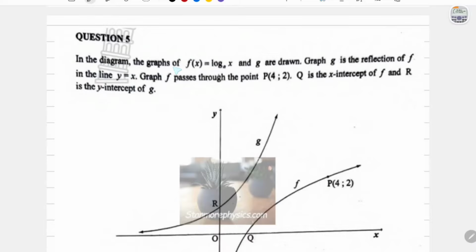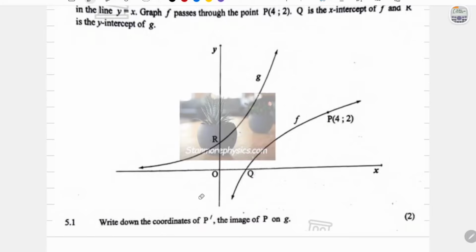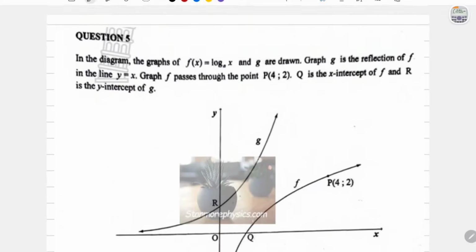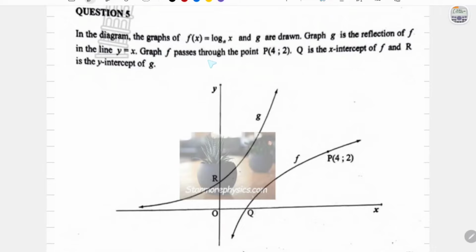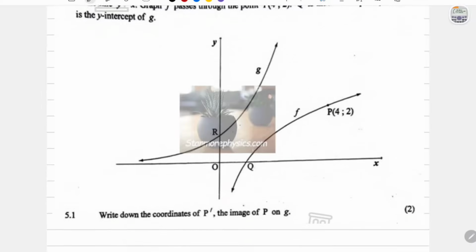Question 5 says, in the diagram, the graph of f of x is equal to log of x with a base of a, and g are drawn. Graph g is a reflection of f in the line y is equal to x. Okay, so we have the log graph of it, then we have the exponential graph of that. And so because they said it's a reflection, it's really just the inverse of that graph. Then they tell us that graph f passes through the points P, which is (4; 2), and Q is the x-intercept of f, and R is the y-intercept of g. Okay, so they're just naming points that we have there.